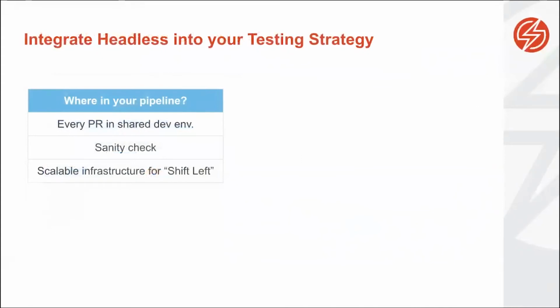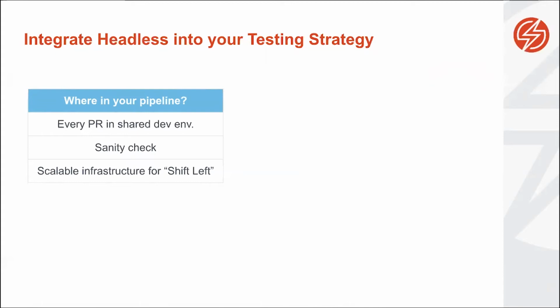So those who are wondering, okay, this is great, but where exactly does this fit into my testing strategy as a whole? No one ever navigates to your site from a headless browser, so why would we test headless browsers? And I completely agree with that. And so it's really important to understand where in the pipeline headless is uniquely positioned to add value. In the pipeline, it's really meant to be, again, early pipeline tests. So think every pull request in the shared dev environment should be running tests against headless browsers.